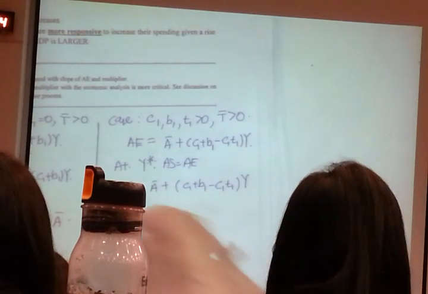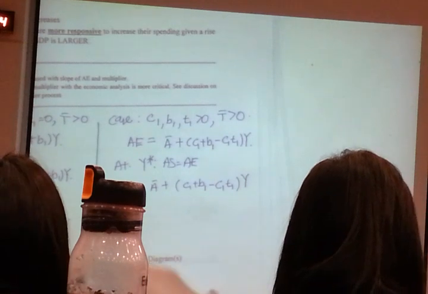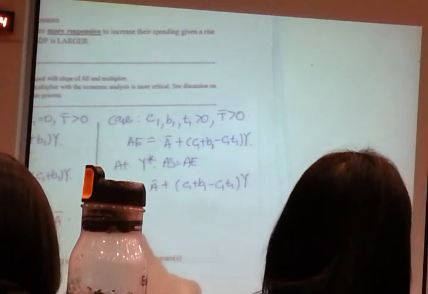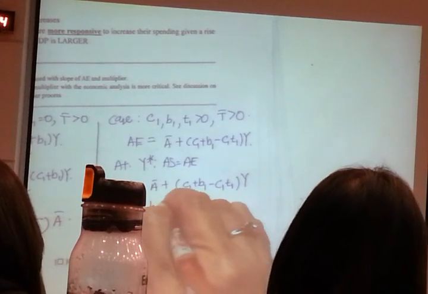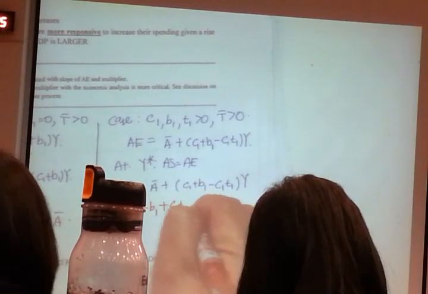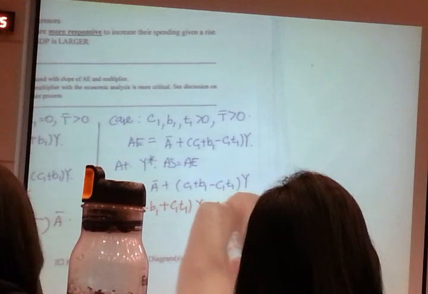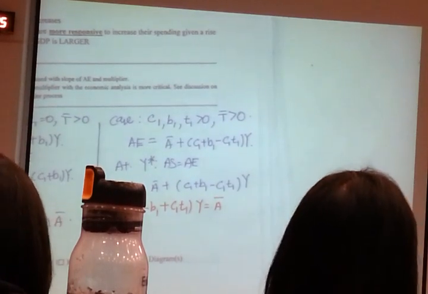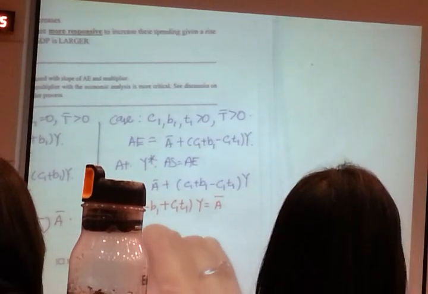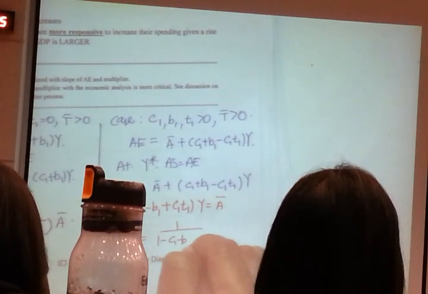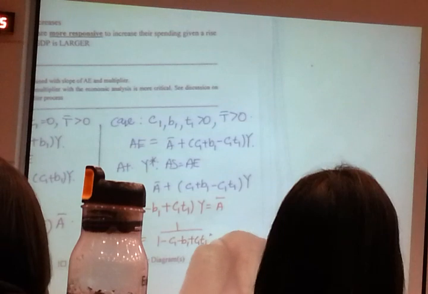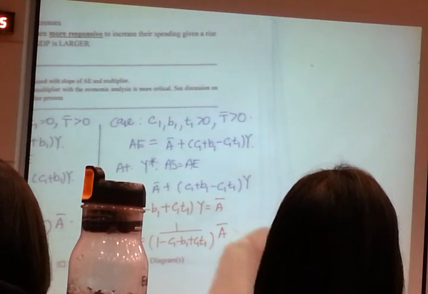Okay, then bring across. You will get Y. Remember there's a 1 here. 1 minus C1 minus B1 plus C1 T1 times Y equals A bar. So what is the multiplier? Bring it over. Times the A bar.